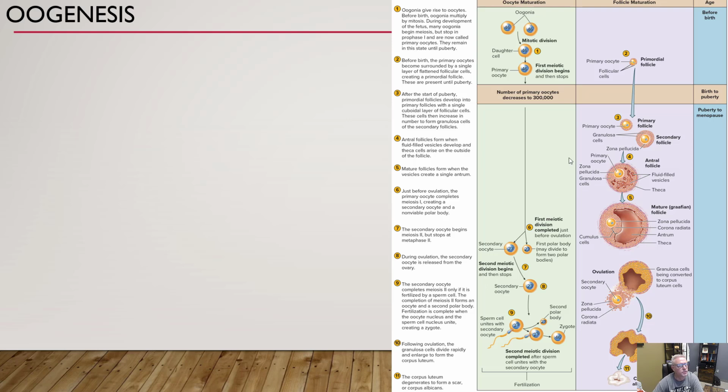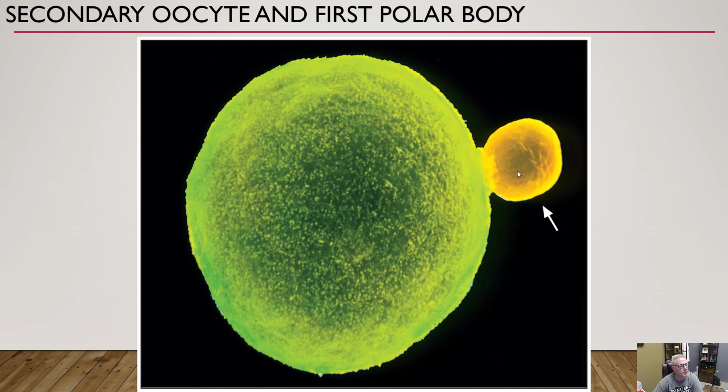All right, so this is just a picture of oogenesis. We're not going into this in depth. This definitely goes way more in depth than we need to go into. So here's just a picture of the secondary oocyte and the polar body. So you can see the size difference of the polar body compared with that secondary oocyte.